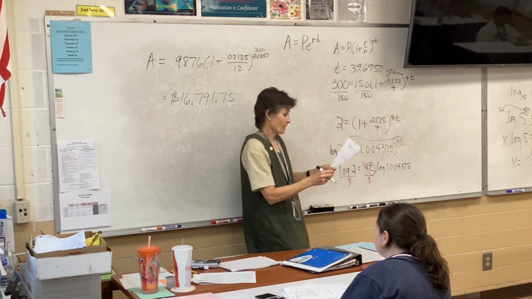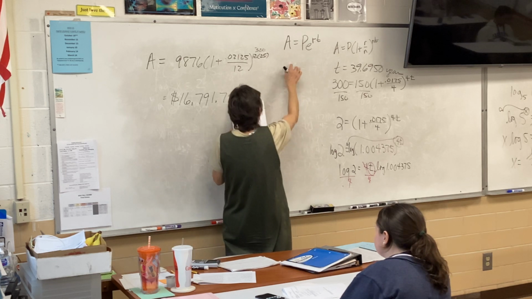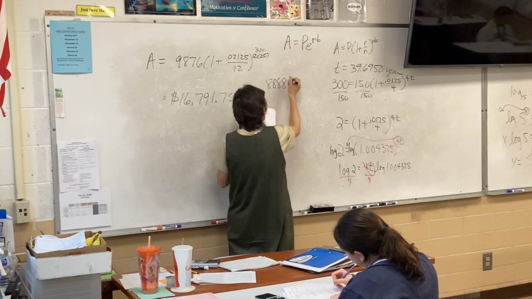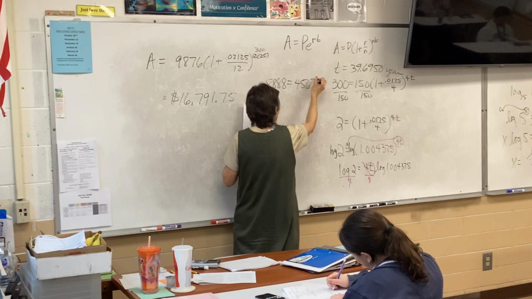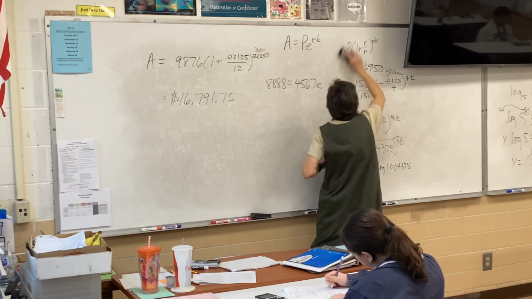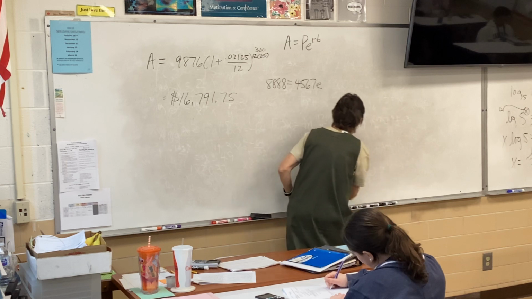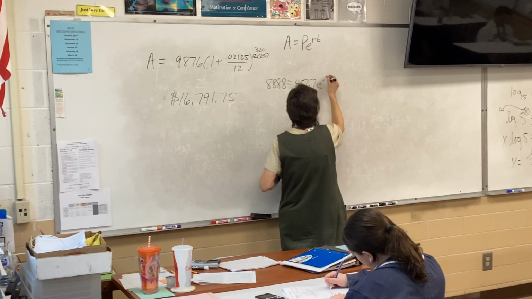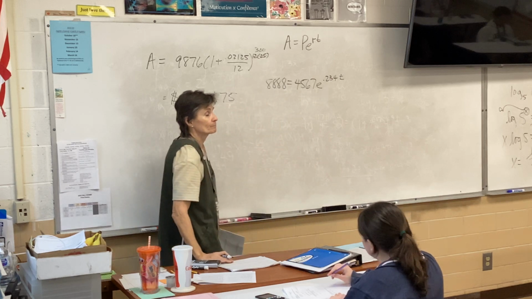So, here we go. How long will it take for the population... do we have an A? 8888. Do we have a P? 4567. Do we have an R? Point 234. And we are solving for T.